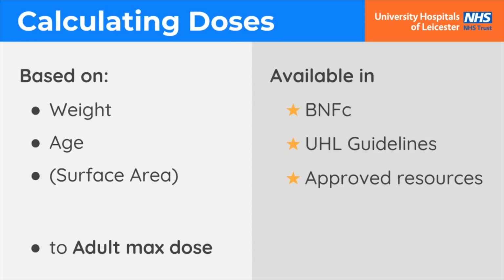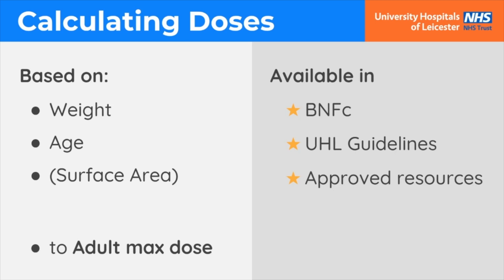When we're calculating drug doses in paediatrics, we're most often going on the weight of the patient or their age. Very occasionally we need to calculate their surface area, but we have ways to do that. When we calculate a dose, we won't go above the adult maximum dose. Doses are available in the BNF for children, which is available in paper form and also online and as a free app. Most drugs that are mentioned in any of our clinical guidelines will come with doses in them. And then again, there are approved resources such as posters for critical care infusions or other national guidelines available throughout the department.